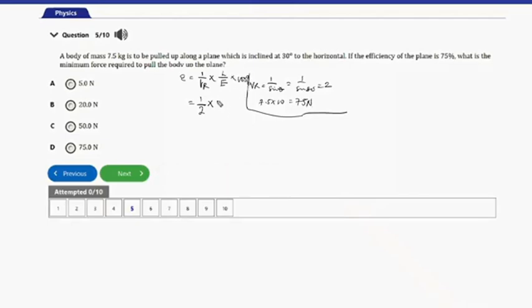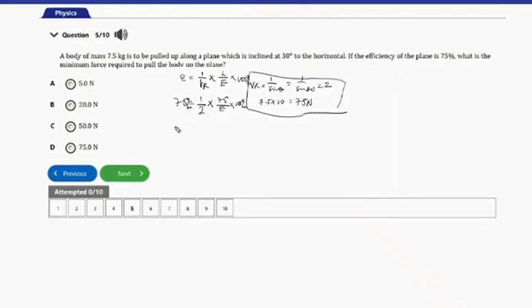So having load at 75 newtons, if we input all this into the equation, we are going to have that the efficiency 75% is equal to 1 over the velocity ratio, that's 1 over 2, times the load, which is 75, over the effort, which is not given, then times 100%.